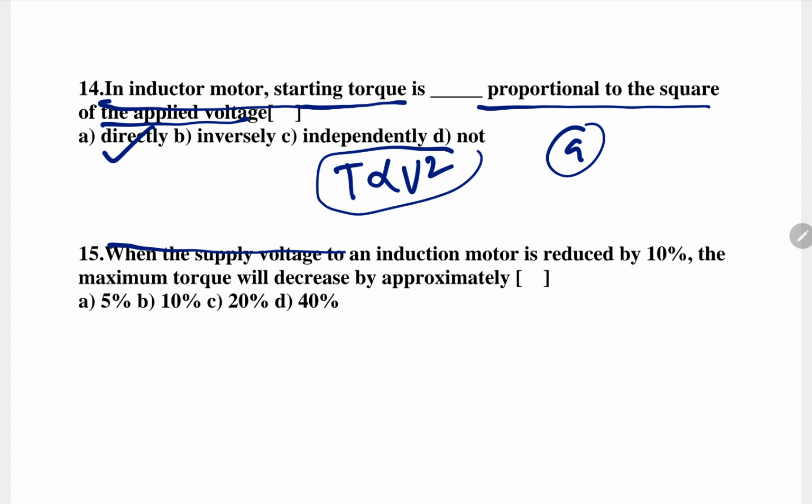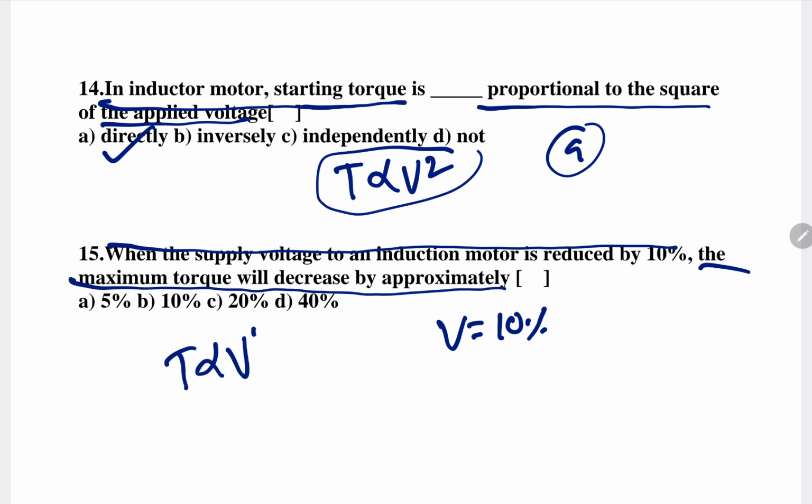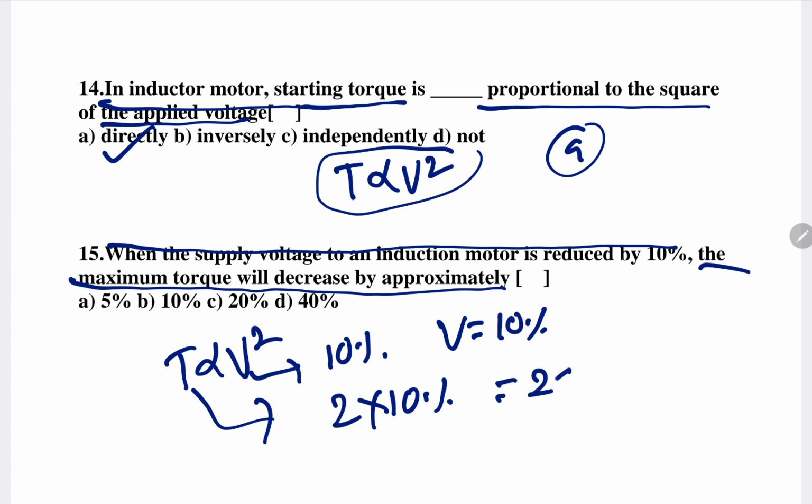So when the supply voltage in the induction motor is reduced by 10%, V is reduced by 10%, then the maximum torque will be reduced by approximately, as we know, T proportional to V square. Then if the voltage reduced by 10%, then the torque will be reduced by 2 into 10%, that is 20%. Answer is C.